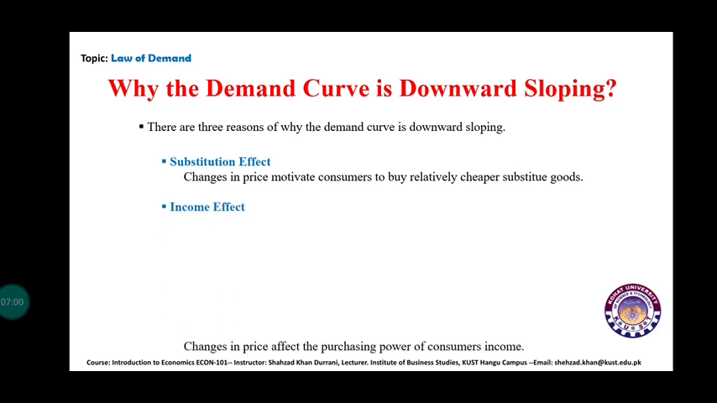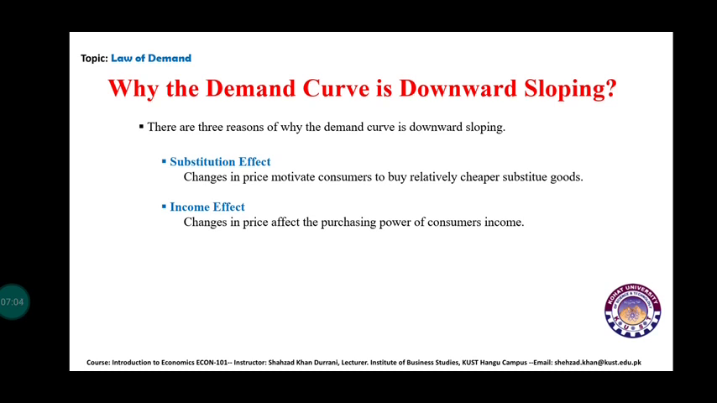Then we have the income effect. It means changes in price affect the purchasing power of consumers' income. If you are going to a market to buy certain products and there is a sale, you can buy more with the same amount of money. Next time, when you go to the market and there is no sale, you cannot buy as much. Or if there is an increase in income, then you can buy more products. So a change in price affects the purchasing power of consumer income. If prices are going up, you can buy less with the same amount of income. So it's called the income effect.